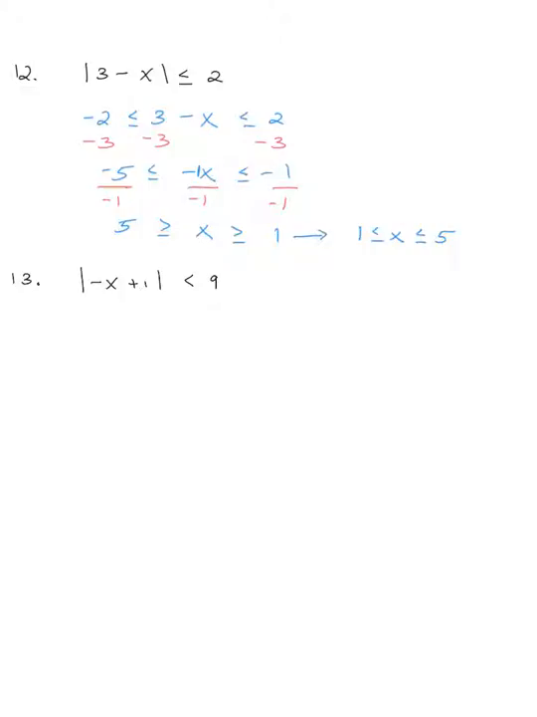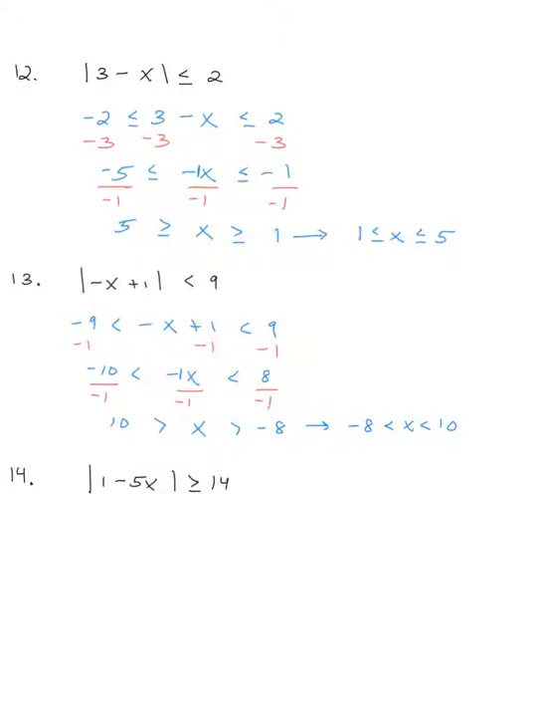Okay, we have another less than. So this means -x plus 1 is less than 9, and it's greater than -9. I'll subtract 1 from everything. And then, since there's this -1 here, I'll divide everything by -1. My answer is 10 is greater than x is greater than -8. And I'll flip this around to be -8 is less than x is less than 10.